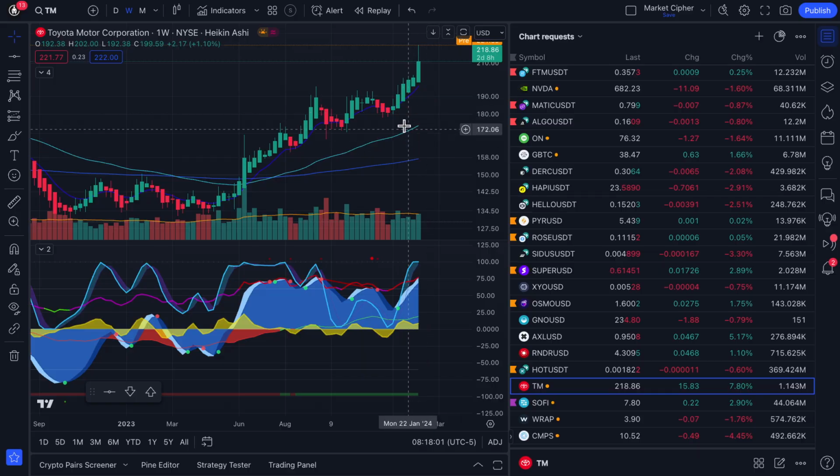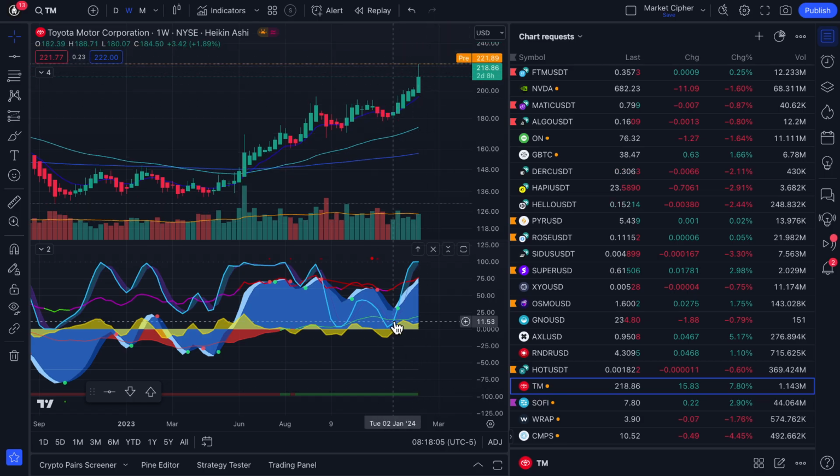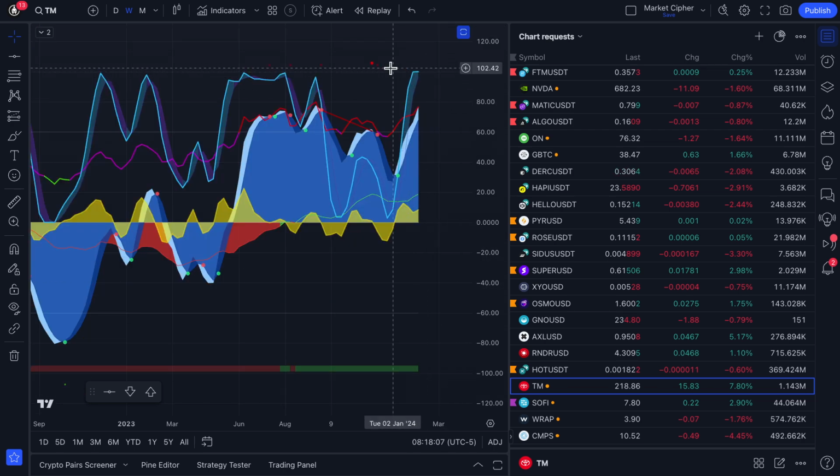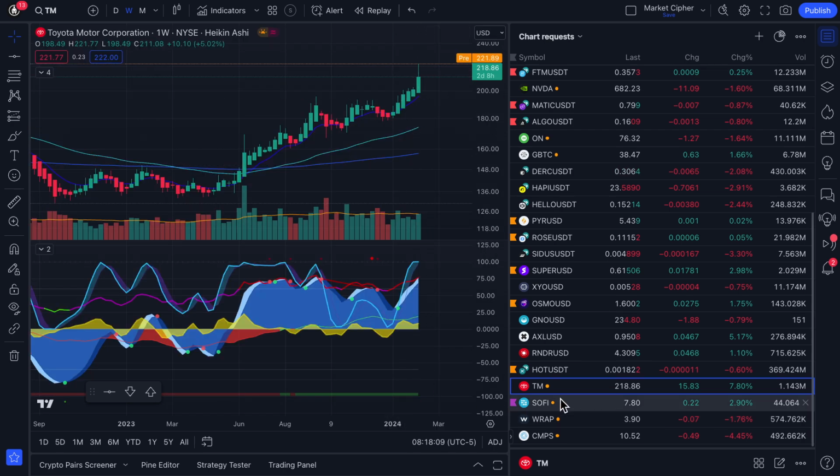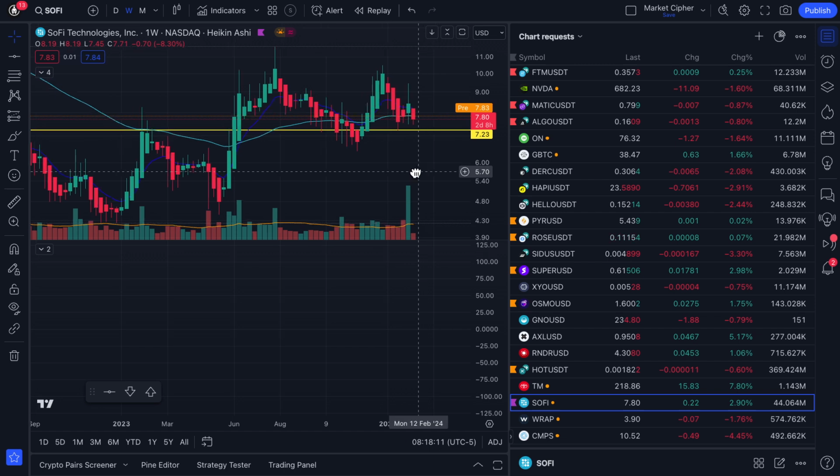Here's Toyota Motor. This one's going for a rip here. I'm taking profits, though. I'm not getting greedy here. I played my green dot. My stochastic is up here at 100. I'm taking profits. I'm cashing out, looking for the next trade.